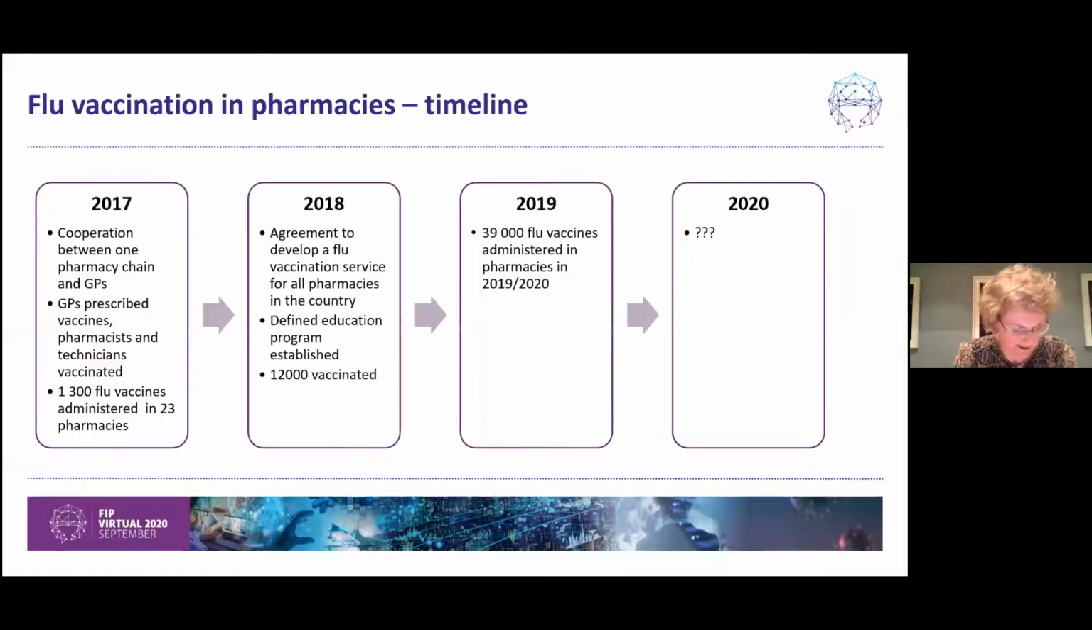In the next slide, I will focus on how we have developed a national service for flu vaccination in the country. It all started in 2017 when one of the pharmacy chains cooperated with some GPs, and the GPs prescribed vaccines, but the pharmacists or pharmacy technicians administered the vaccine in the pharmacies. That year, 1,300 vaccines were administered in 23 different pharmacies. It was a great success.